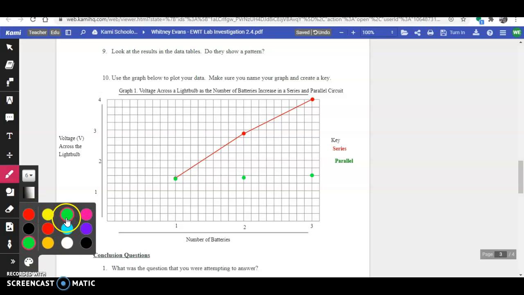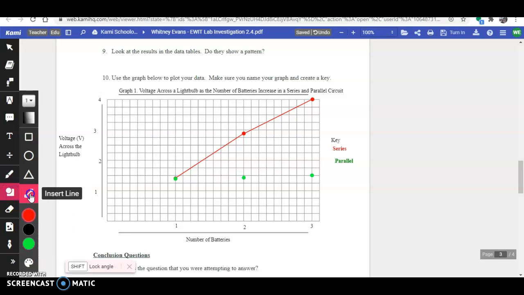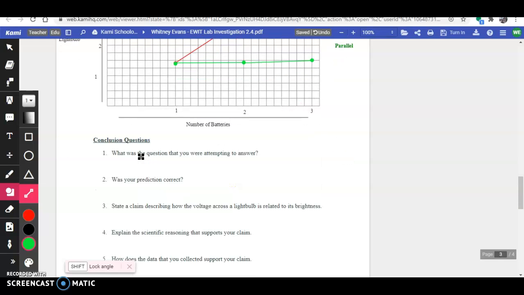So now I'm going to connect my dots with the line, change it to green, and 1.4 to 1.4, and then 1.4 to 1.5. So you can see that it's changing very little. So use this information and answer the following questions.